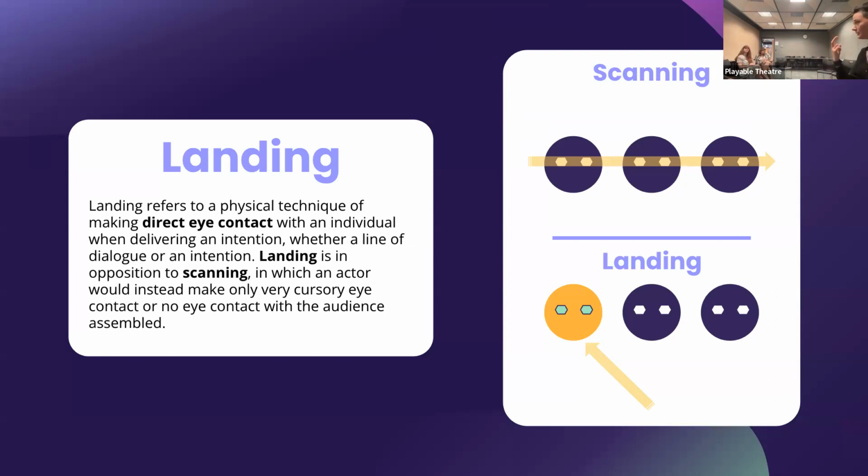So you want to find your intention, land it on somebody, and then move to your next intention and land that on somebody else. This is not just cursory eye contact. You're going to exhaust yourself if you're scanning. If I'm trying to make eye contact with every single person, it's going to emotionally and mentally exhaust me. Finding one person to land something on, then another person, is going to save you a lot of emotional energy, which you need to reserve in this kind of art form.